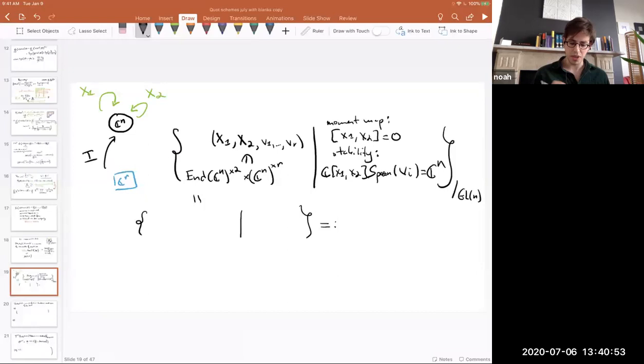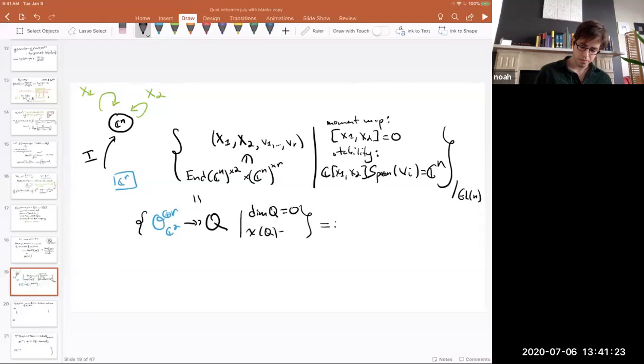And again, I consider this data up to action by GLN. And what I get looks quite similar to what I had for the Hilbert scheme, only now I have R cyclic vectors. And so that corresponds to a surjection from R copies of the structure sheaf to a quotient. And again, the quotient is zero dimensional and of Euler characteristic N.